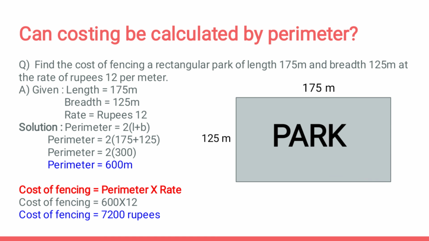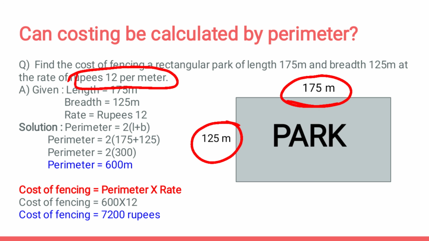Now we will discuss how we can find out the costing of anything by perimeter. Here a question is given. Find the cost of fencing a rectangular park of length 175 meters and breadth 125 meters at the rate of rupees 12 per meter. So this is the park which has length 175 meters and breadth 125 meters, and the rate of fencing this park is rupees 12 per meter. These three things are given to us.